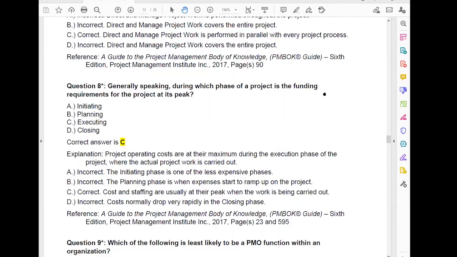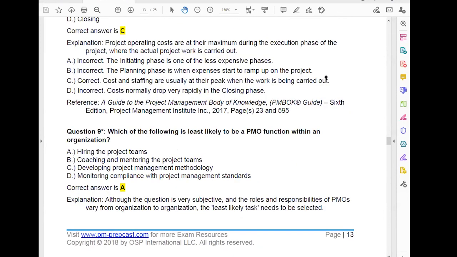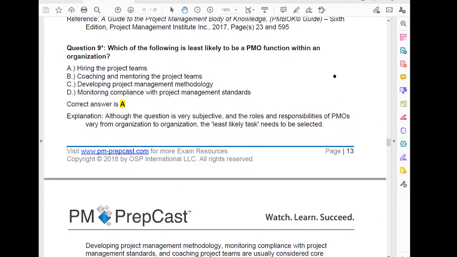Okay, sir, let's proceed. Number 8 is still letter C, executing. Yes, still correct. This one is obvious, it's the executing part of the project. Then number 9 is A, hiring the project teams. Correct. That's because HR falls under it, although there is also the formation of the team.